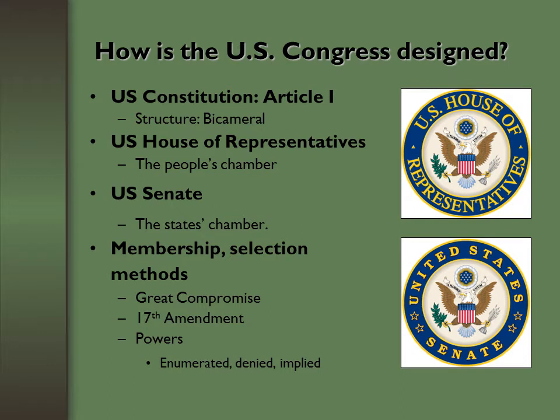In a way, I've already defined for you the Great Compromise. I already talked about the 17th Amendment. Looked at their membership and their selection methods. Let's look at powers. Hint, hint, hint. This is very important. There are 3 types of powers that I want you to know: enumerated, denied, and implied. Let's first look at enumerated. Enumerated powers, simplified. Enumerated is just a fancy word of saying that it's written down.